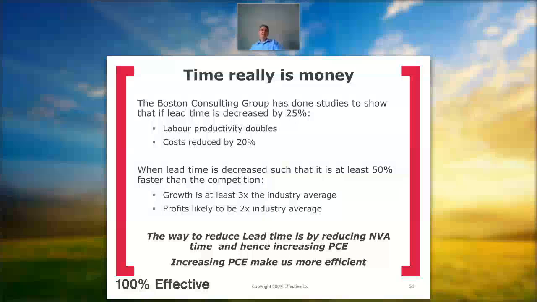Now, is it worth all this effort? I would say yes. The Boston Consulting Group has done studies to show that if lead time is decreased by 25%, labour productivity doubles and costs will reduce by 20%. When lead time is decreased so that it is at least 50% faster than the competition, growth is at least 3 times industry average. Profits are likely to be twice the industry average. The way to reduce lead time is by reducing the non-value added time and hence increasing the process cycle efficiency. Increasing process cycle efficiency makes us more efficient.